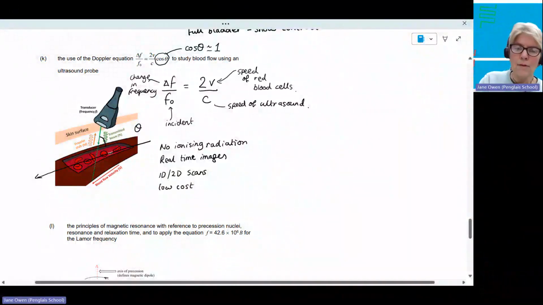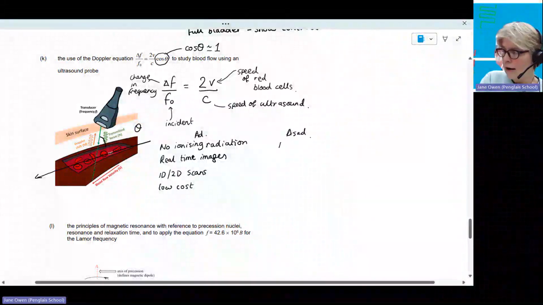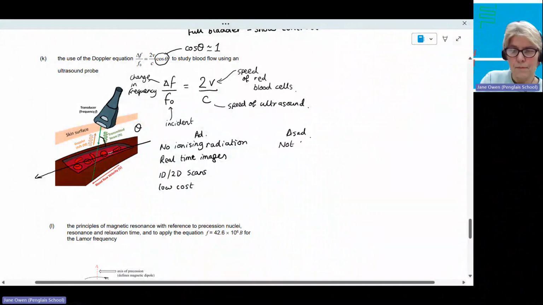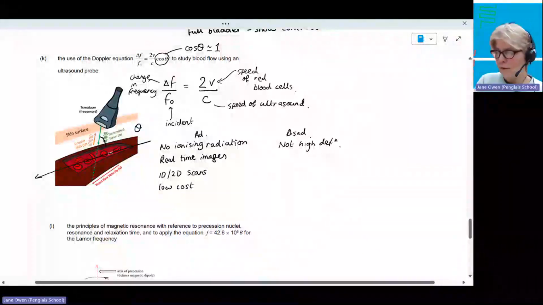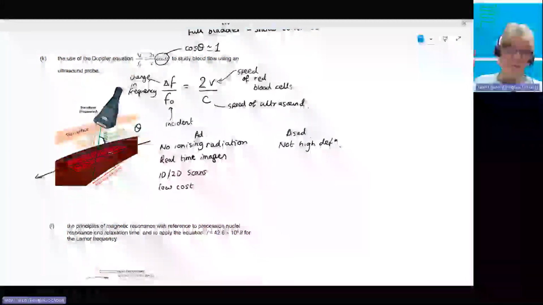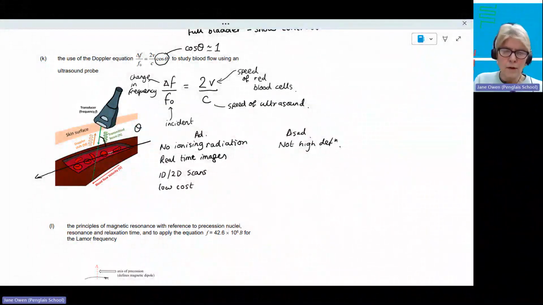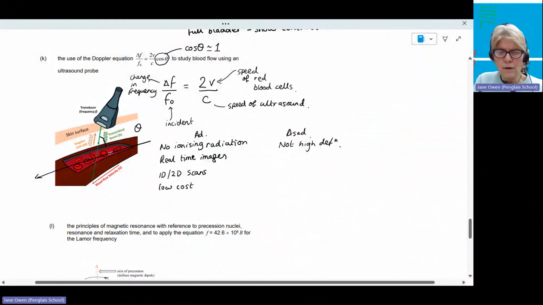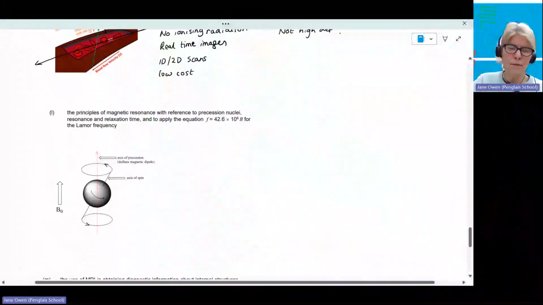The problem is, so those are the advantages. The disadvantages are that it's not a very high definition of image compared to other techniques that we have got. And as soon as it hits the bone, you don't get any imaging further on. So if you're going to do any blood flow around the heart or near the heart, you're going to have to really put that probe in between the rib cage, the ribs.